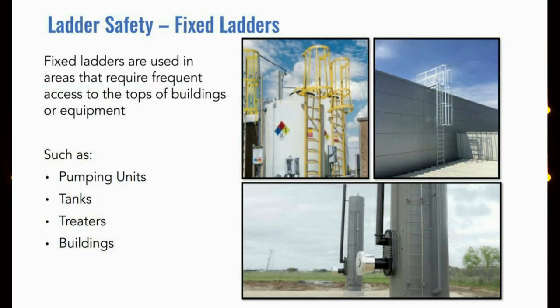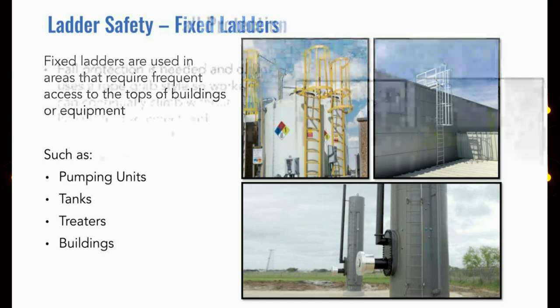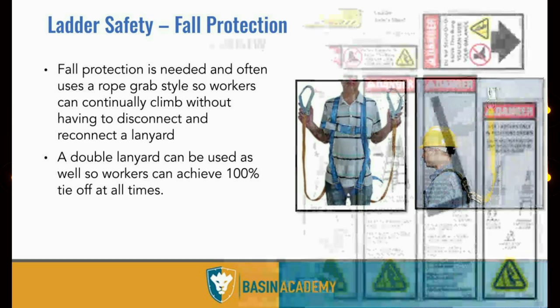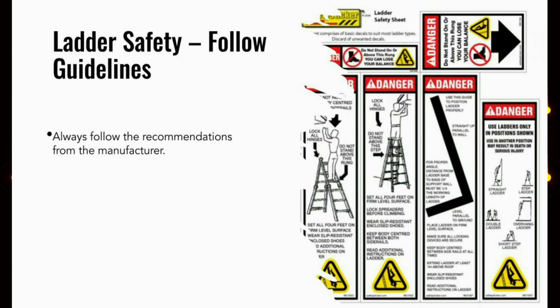Fixed ladders are used in areas that require frequent access to the tops of buildings or equipment, such as pumping units, tanks, treaters, and buildings. It is necessary to use fall protection when using a ladder. Fall protection often uses a rope grab style so workers can continually climb without having to disconnect and reconnect a lanyard. A double lanyard can be used as well so workers can achieve 100% tie-off at all times. Ladder safety, follow the guidelines.